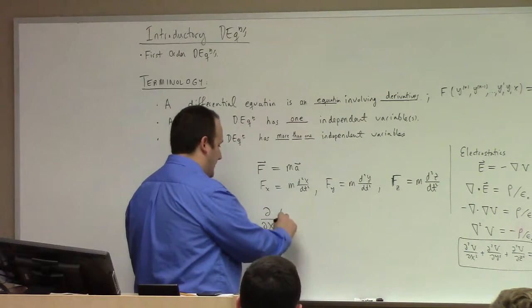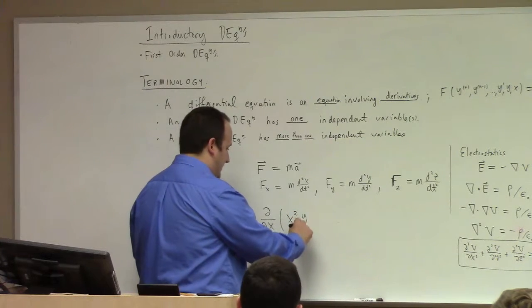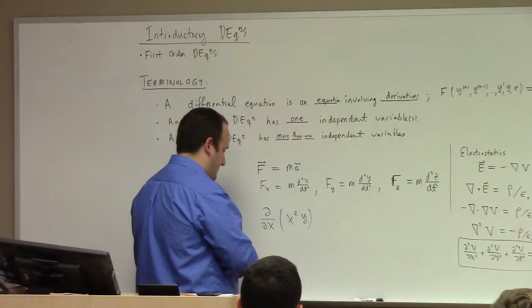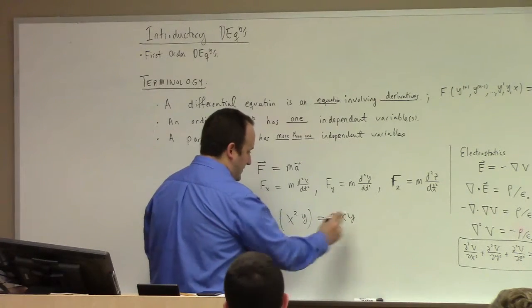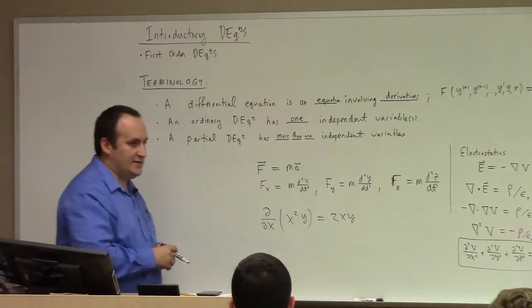It's really, really complicated. What it says is that you just treat y like it's a constant. So this is like 2xy. If you really understand what I just said, you can do any of them.